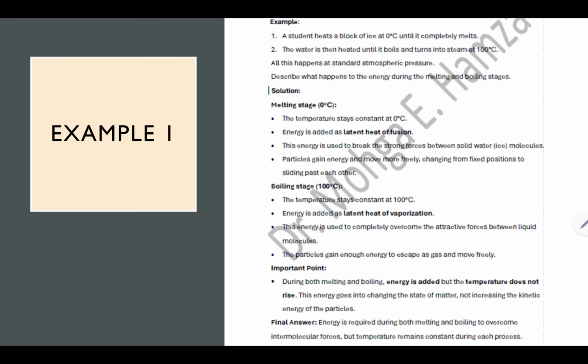Boiling, temperature stays constant at 100 degrees Celsius, known as latent heat of vaporization. So the latent heat of vaporization, or this energy, is used to completely overcome the attractive forces between liquid molecules, making particles gain energy to escape the gas and move freely. Remember that during melting and boiling, energy is added, but temperature does not change. It's used to break the intermolecular forces only.